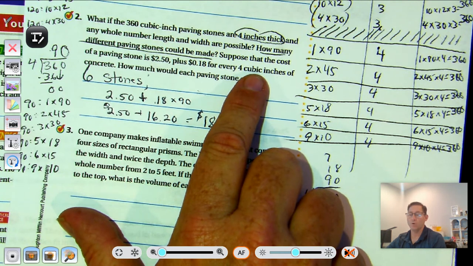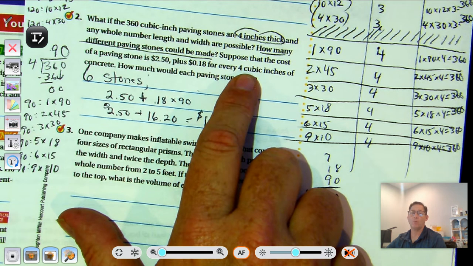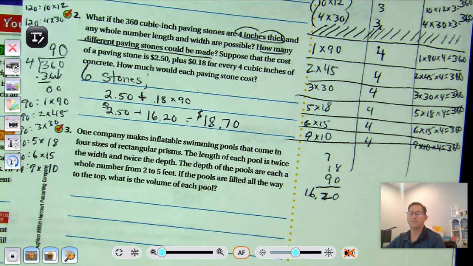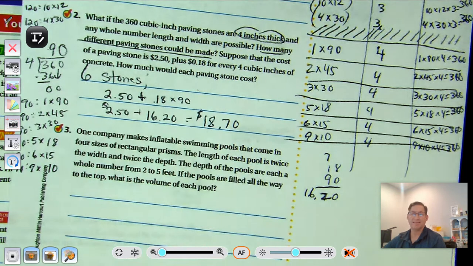The paving stone cost is $2.50 plus 18 cents for every 4 cubic inches. We know the volume of one stone is 360. So how many 4s are in 360? 90. So we're going to multiply 18 times 90.